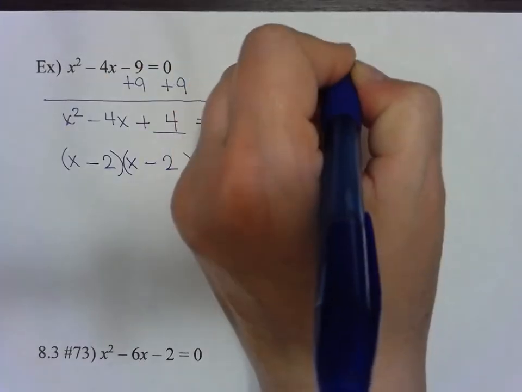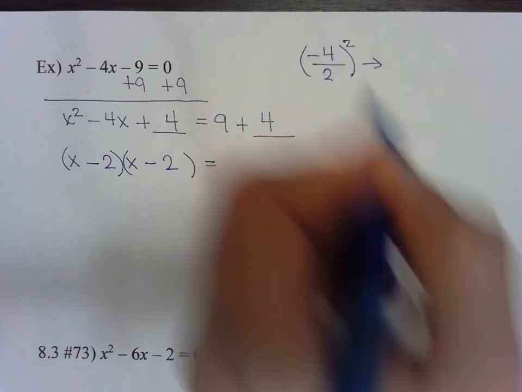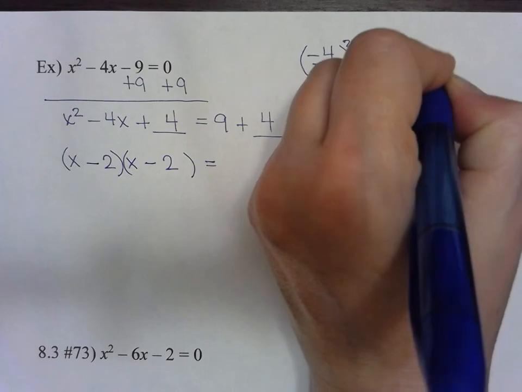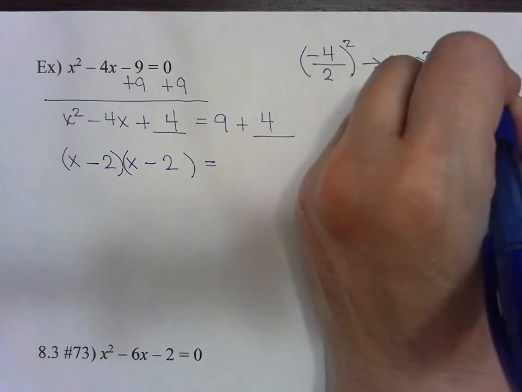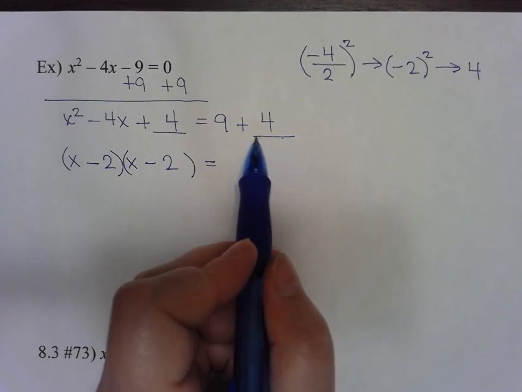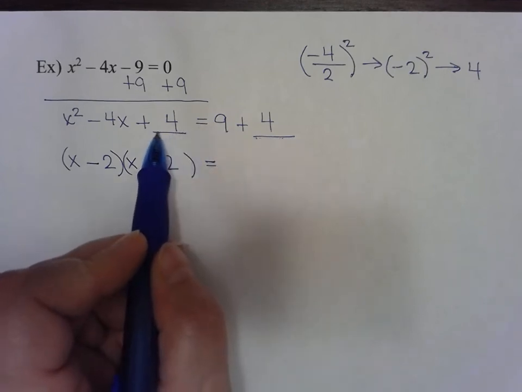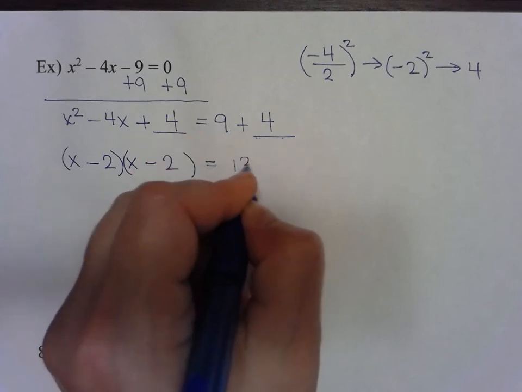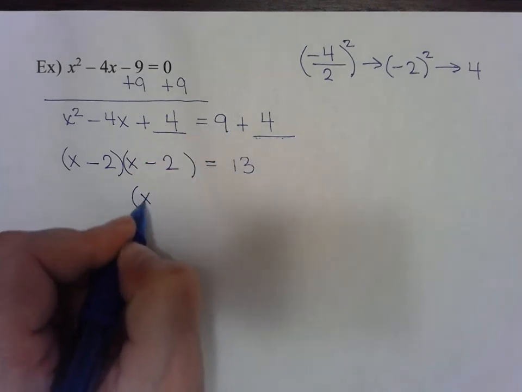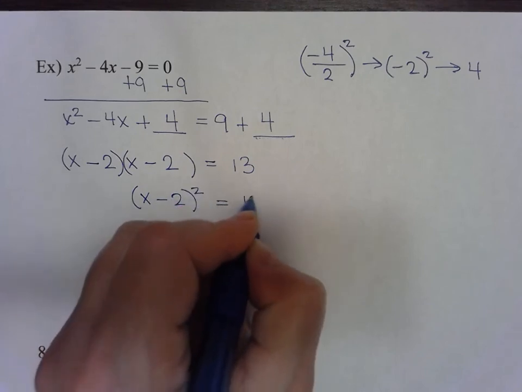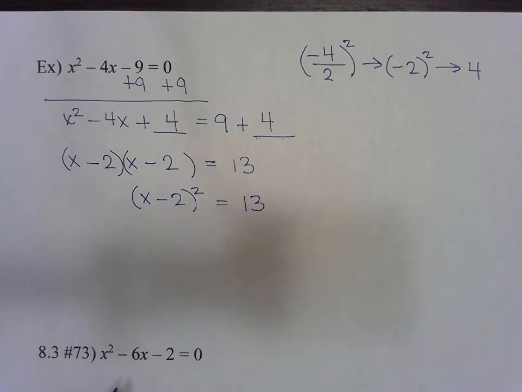-4 is our b. We want to divide it by 2 and then square it. That's also going to give us 4. And that's the number that we're adding here and here. Okay, 9 plus 4 is 13. And I'm going to write this as a square. That's the completing the square part.